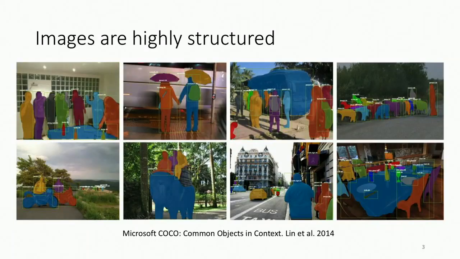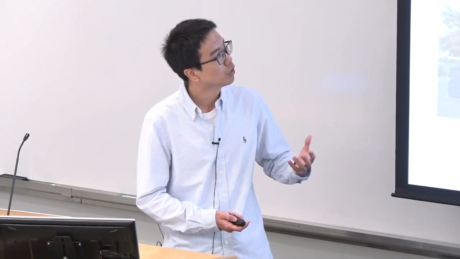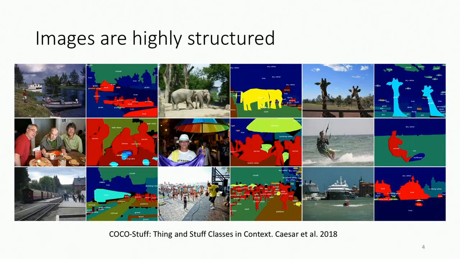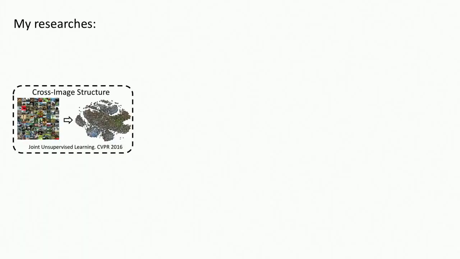Similarly, images are 2D projections of the 3D world, so for each image we can observe some structure. For example, in the image we can see a bunch of objects and the relationships between the objects. Besides the foreground objects, the background also contains some semantic information, for example the grass, the sky, the sea, etc. My whole research during my PhD study is motivated by this.